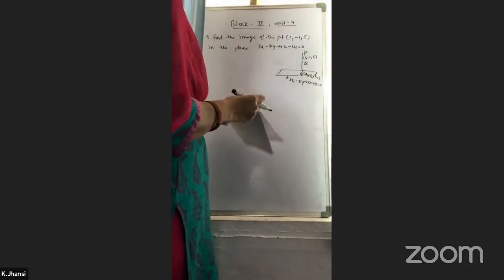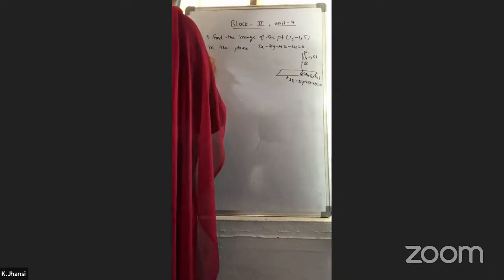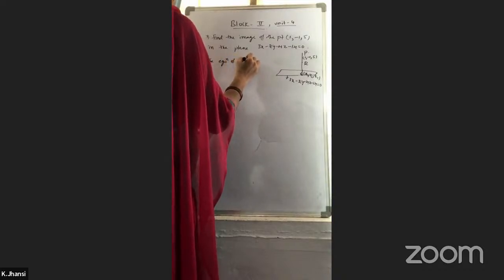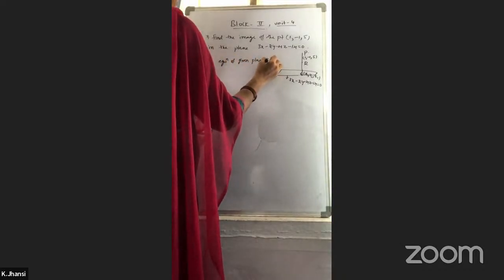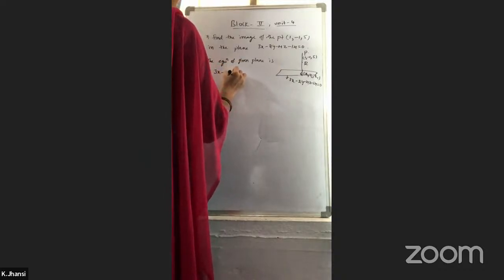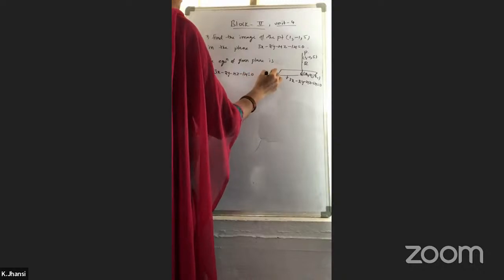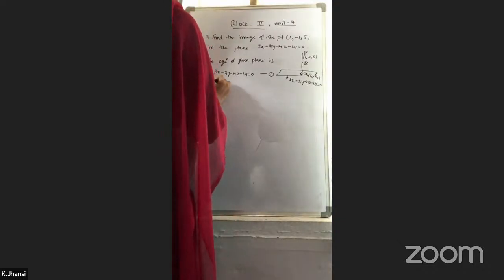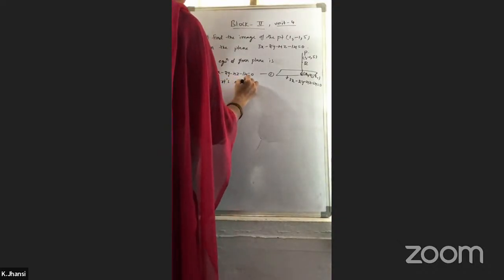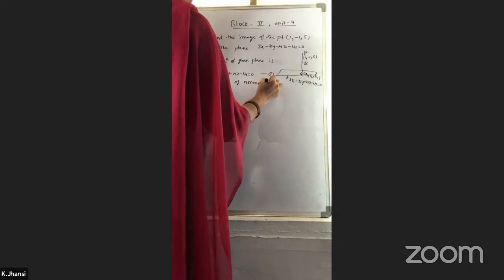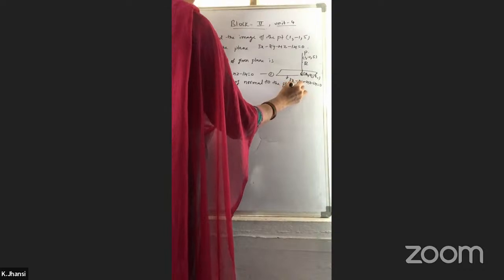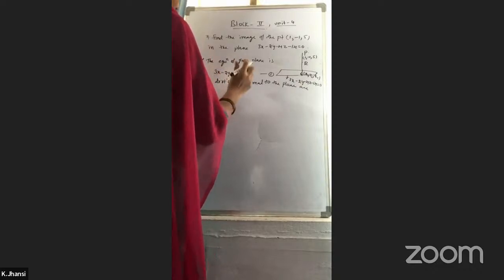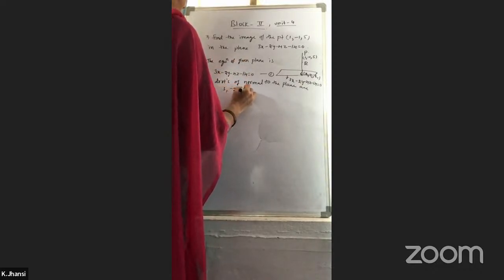Here you write, the equation of the given plane is 3x minus 2y minus 4z minus 14 equals 0, and you take this as equation 1. Okay. The direction ratios of the normal to the plane are 3 comma minus 2 comma minus 4.